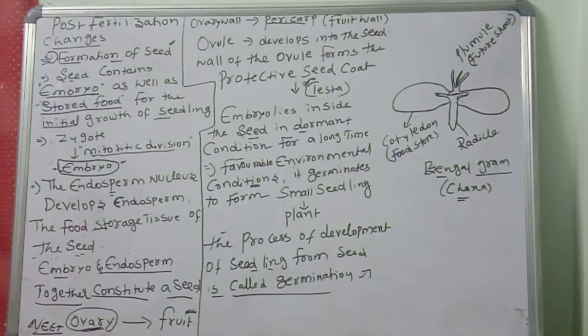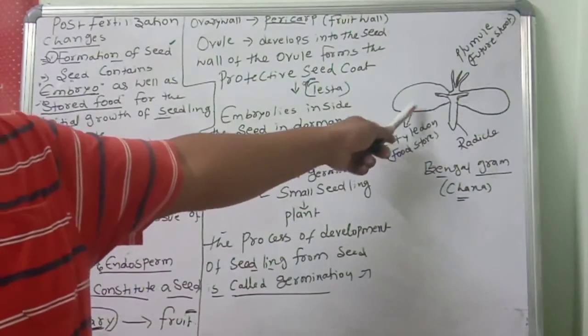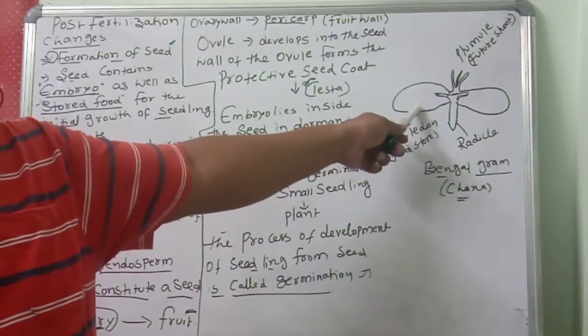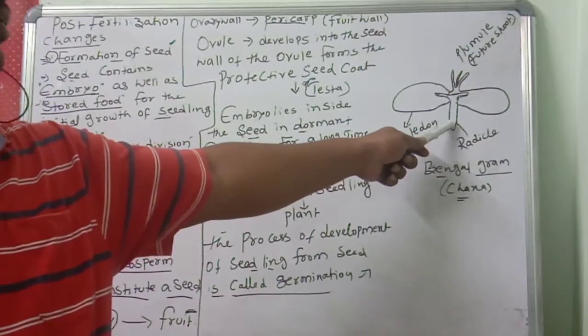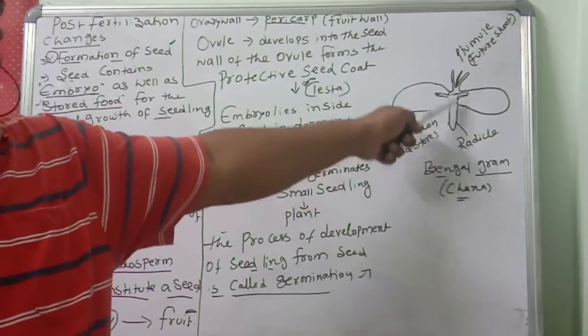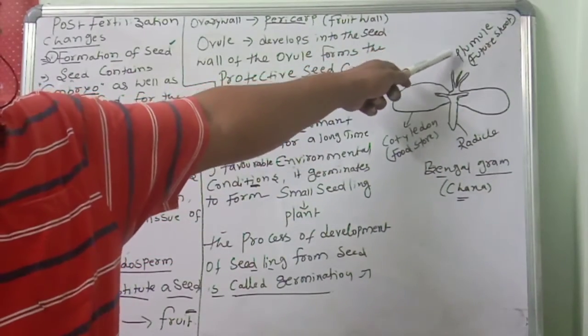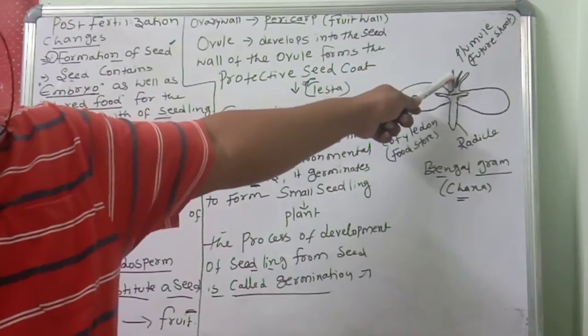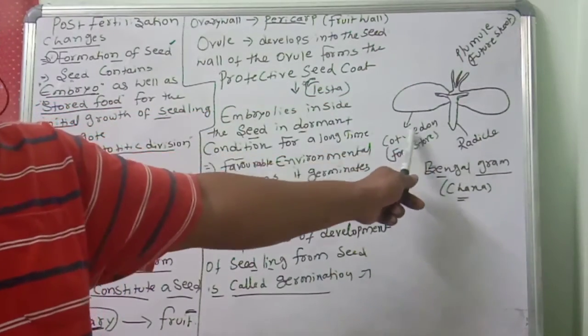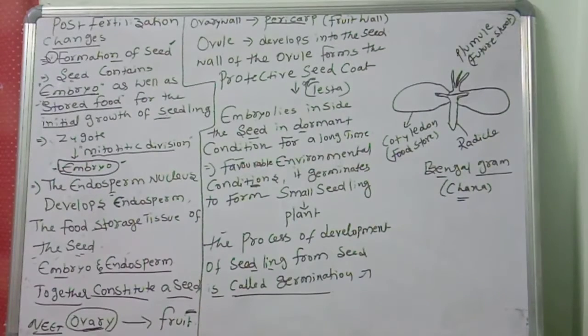Now you observe one seed of Bengal gram. In it there will be cotyledons, seed coats, and food storage, it will store food. The radicle is the root. The radicle forms the root, and the plumule forms the shoot. Plumule for shoot, radicle for root, cotyledon for food storage. That is the embryo, or the seed structure, of the seed I showed in the diagram. The seed is the Bengal gram, chana.